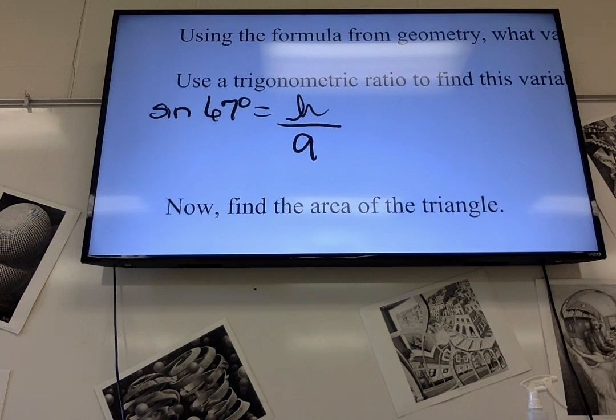Now what? Multiply by 9, or cross multiply either way. And you get h equals 9 times the sine of 67. And we're going to leave it like that for now. So that's our height.